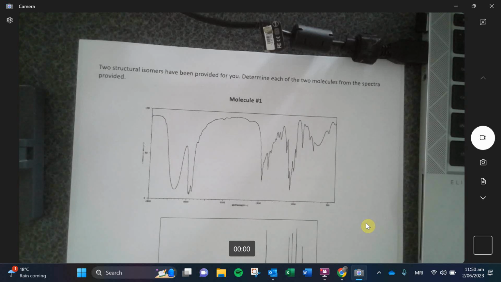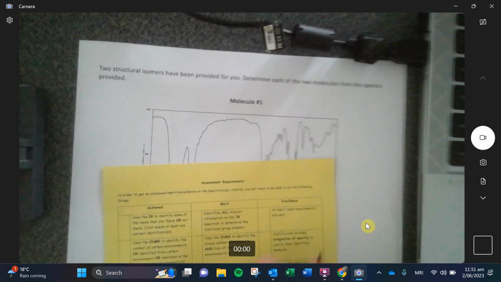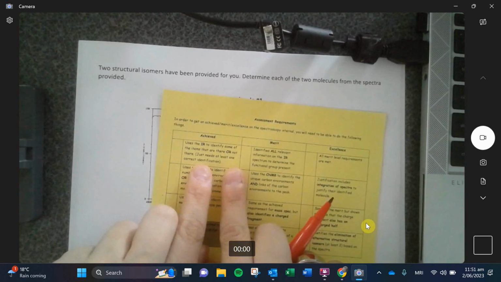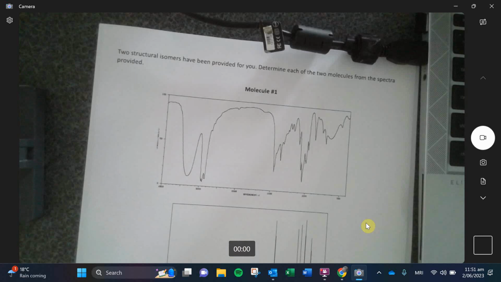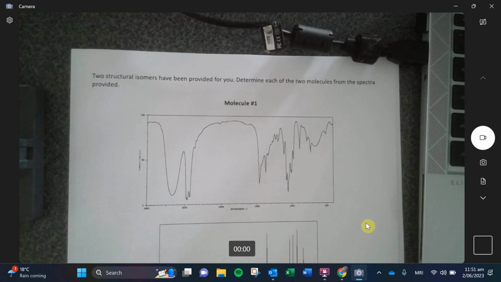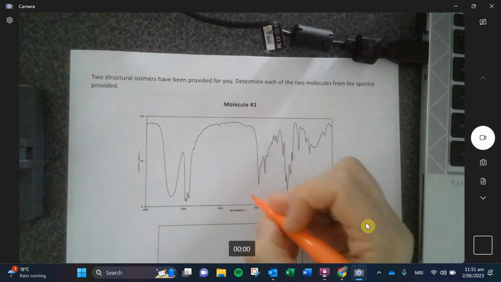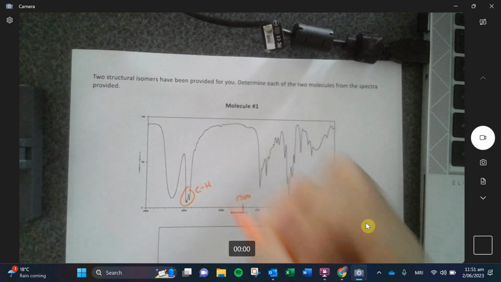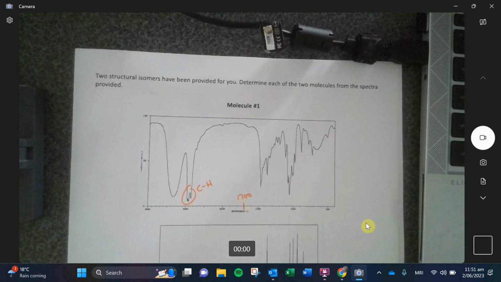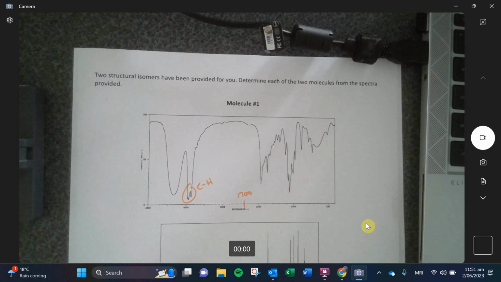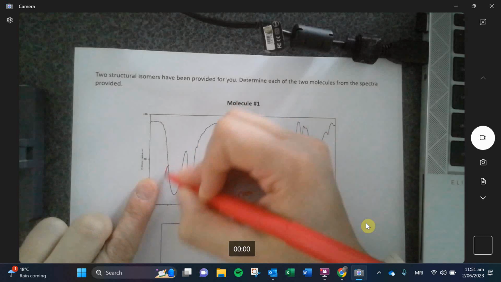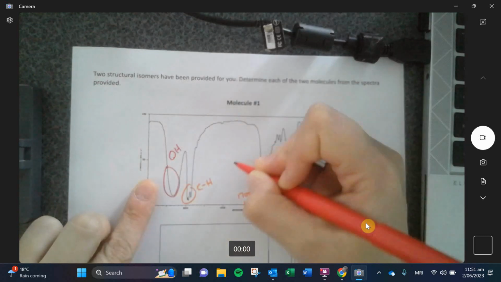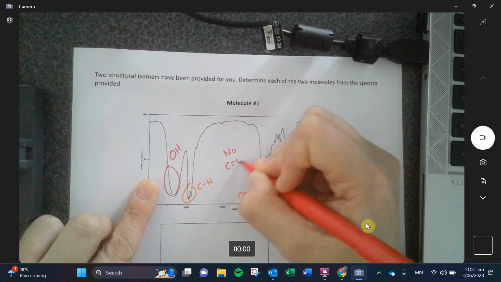So if I was to look through the checklist, the first thing that I need to do is to identify on the IR things that are there or things that are not there. So remember, the two things you're always going to use as your reference point are your 1700 and your CH. I'm just labeling those to help with my navigation. Now what I'm trying to do is identify things that are there or are not there. So I've identified that this one has an OH. This one has no C double bond O.